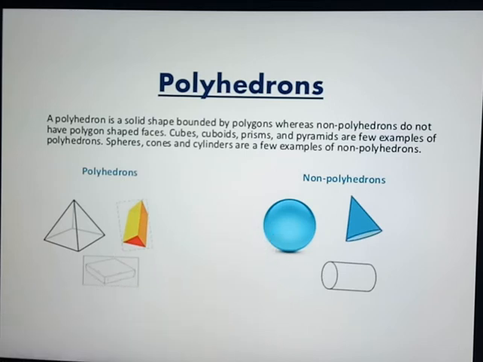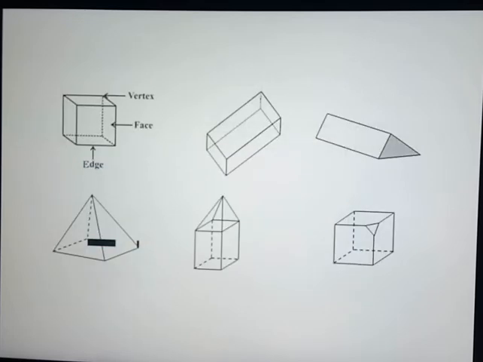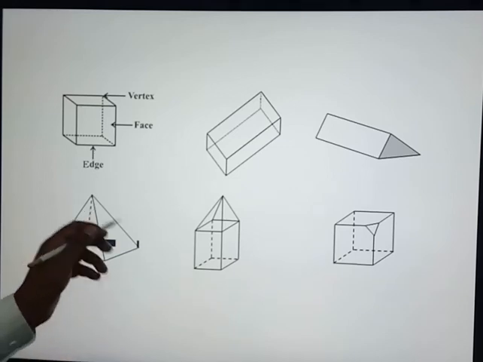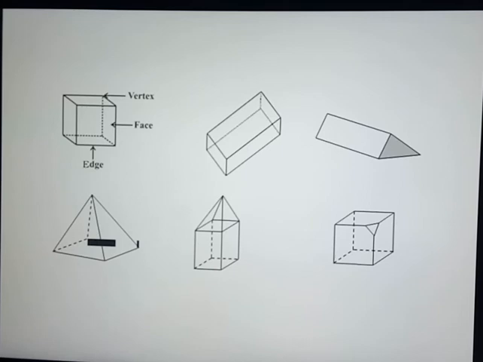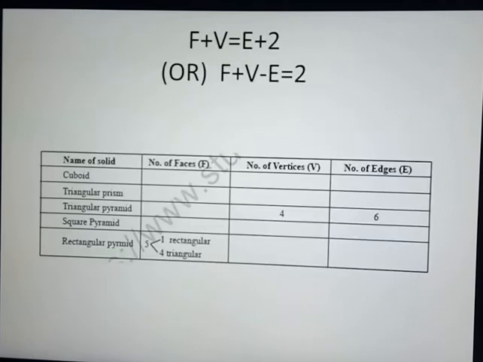Non-polyhedrons: cone, cylinder, sphere. These are the examples for polyhedrons and non-polyhedrons. So now here are some examples. You verify the Euler formula. You note down these diagrams and verify the Euler formula, whether it holds good or not. So this is an activity you can do yourself later.